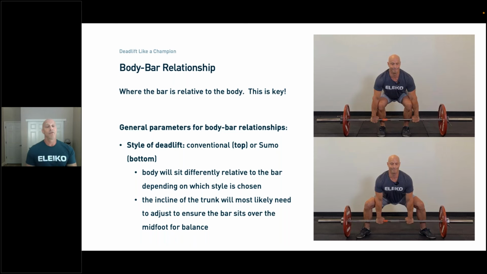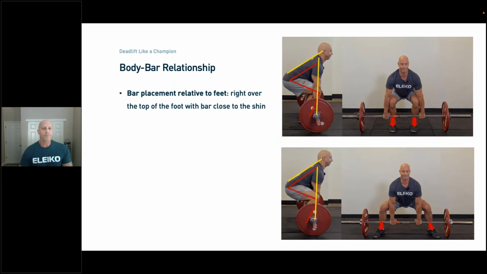All right. So number one, style of lift. What you're going to do, conventional or sumo? The next one is the bar placement relative to the feet. So the bar is going to be right over the top of your feet, and it's going to be very close to the shin. You don't necessarily want to scrape it up your shin, though that's going to happen inadvertently, because that creates more friction. But you don't want to be too far away, because then that creates a decreased mechanical advantage. So in general, it's right over the top of the foot, kind of where the foot meets the shin, right over the tongue of the shoe or the slipper or whatever you may have.